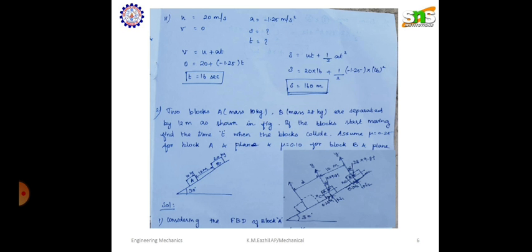The diagram is given. You have to draw the free body diagram for the blocks. You have to consider the two blocks separately and draw the free body diagram. The angle is given as 30.